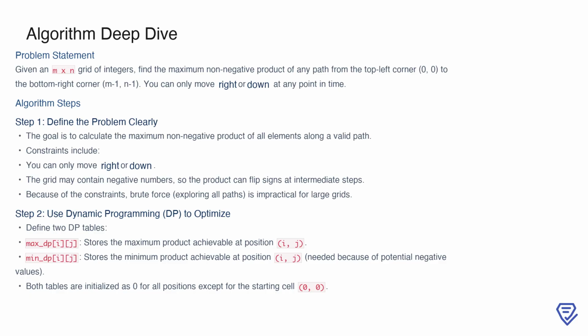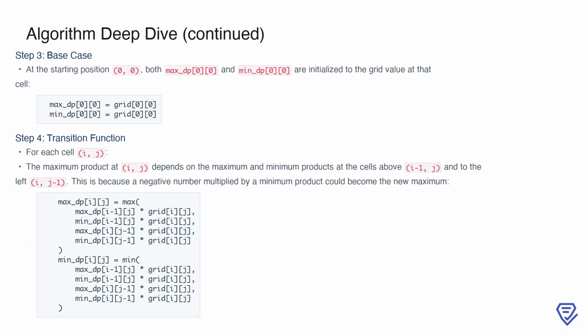This is necessary because encountering a negative number can turn the current minimum into a new maximum, and vice versa. We'll initialize these tables such that all positions are 0, except for the starting cell, where we set the initial value based on the grid itself. With this setup, we can efficiently compute the desired result while carefully handling the sign changes introduced by negative numbers. At the starting cell (0, 0), both the max_dp and min_dp tables are initialized to the value of the grid at that position. This gives us a clear base case to work from.